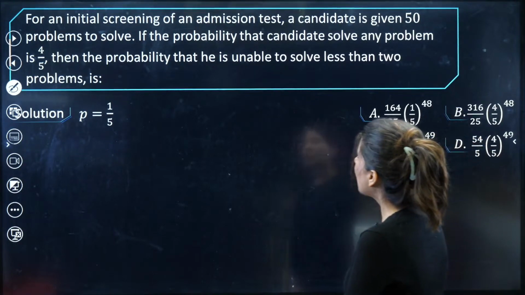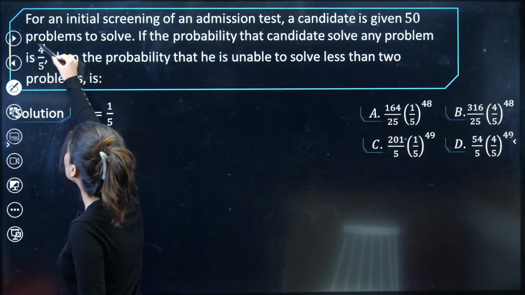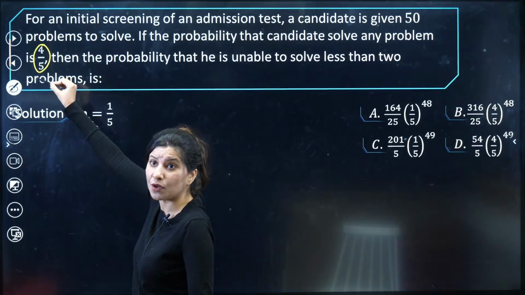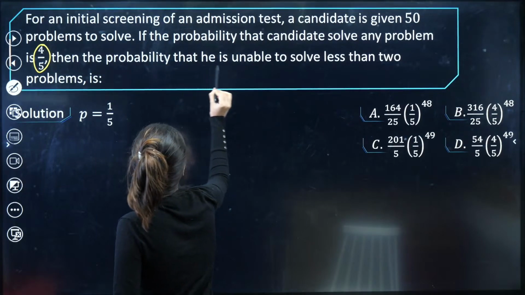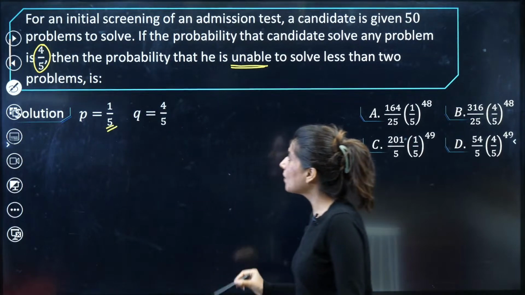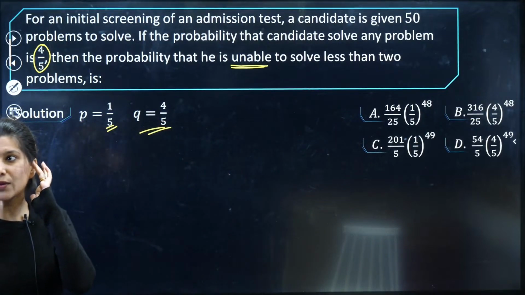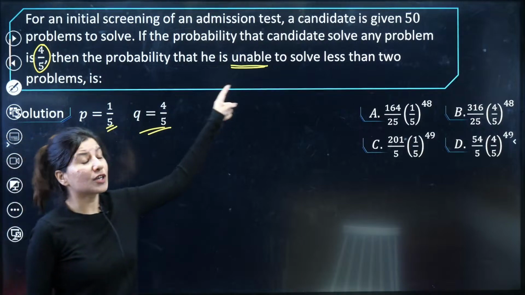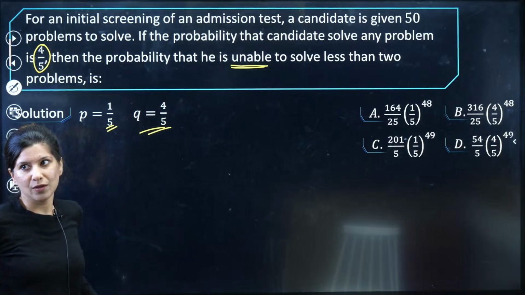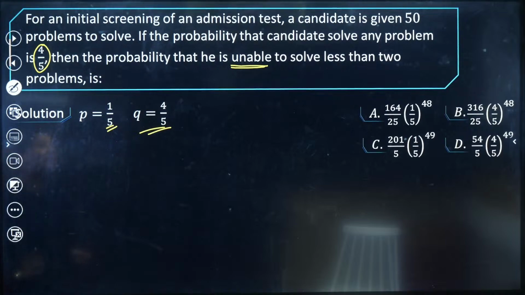So now, probability of success. He is able to solve a problem with probability 4/5. But what they are asking is unable to solve. The probability that he is unable to solve is 1/5, and the probability that he is able to solve is 4/5. Clear? Are you getting it? This time success is unable to solve, and able to solve is failure, because they are asking like that.